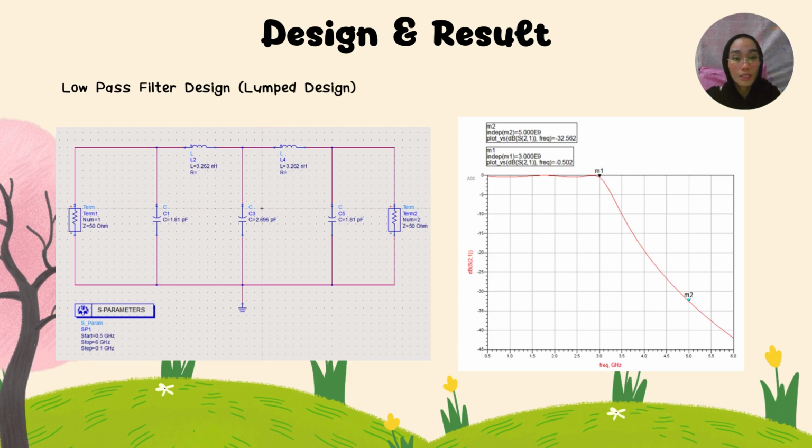This is the result that we obtained after we simulated the circuit. We can see that the cutoff frequency attenuates at 3 gigahertz, and by observing at negative 32 dB, we get 5 gigahertz.